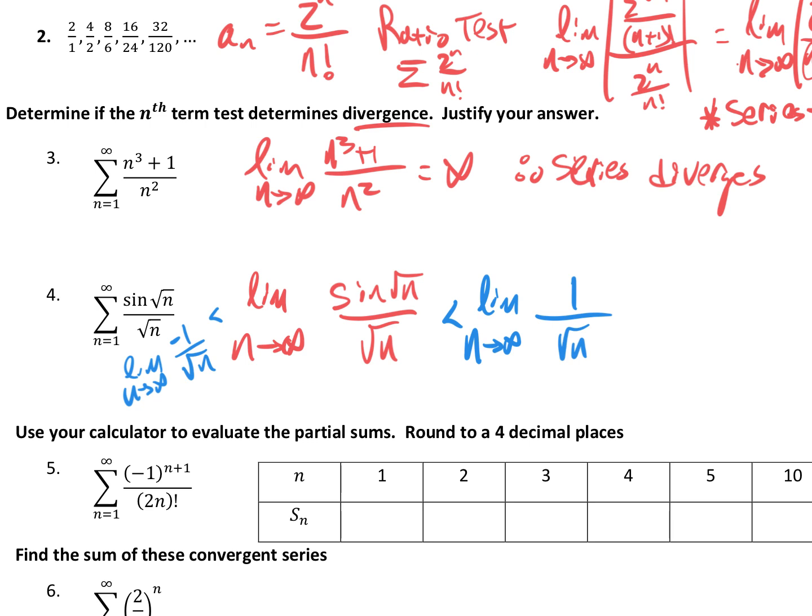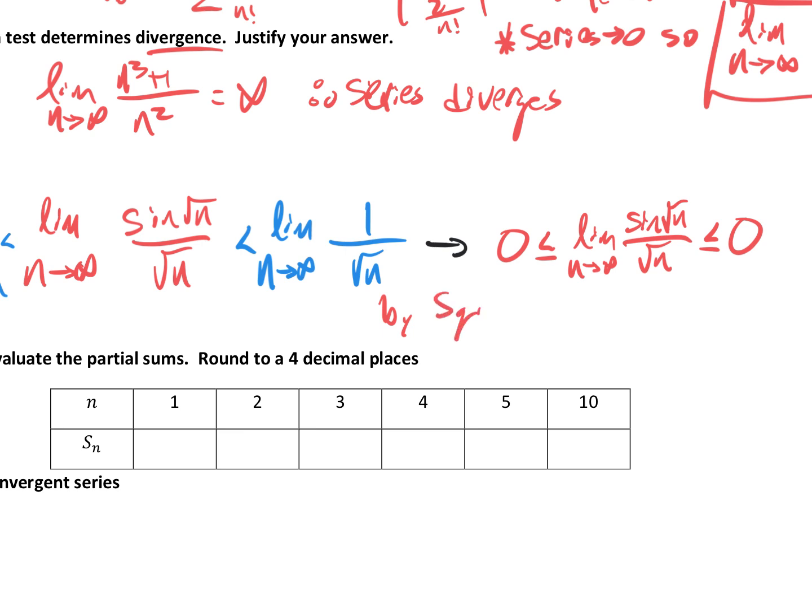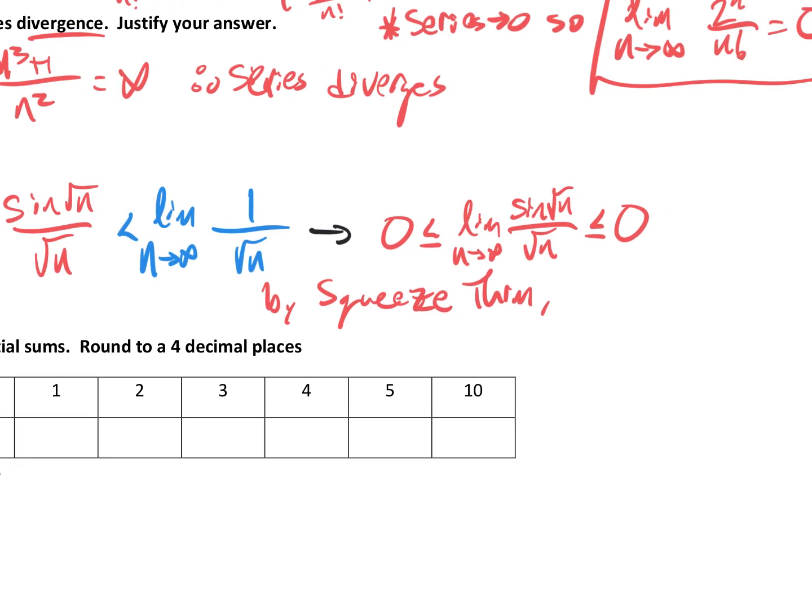Okay? So, if we look at both of these, as n goes to infinity, this is going to 0, and this is going to 0 from the underside there. So that means that the sine of the square root of n over square root of n, that limit as n goes to infinity, is less than or equal to 0. So by the squeeze theorem, the limit equals 0.